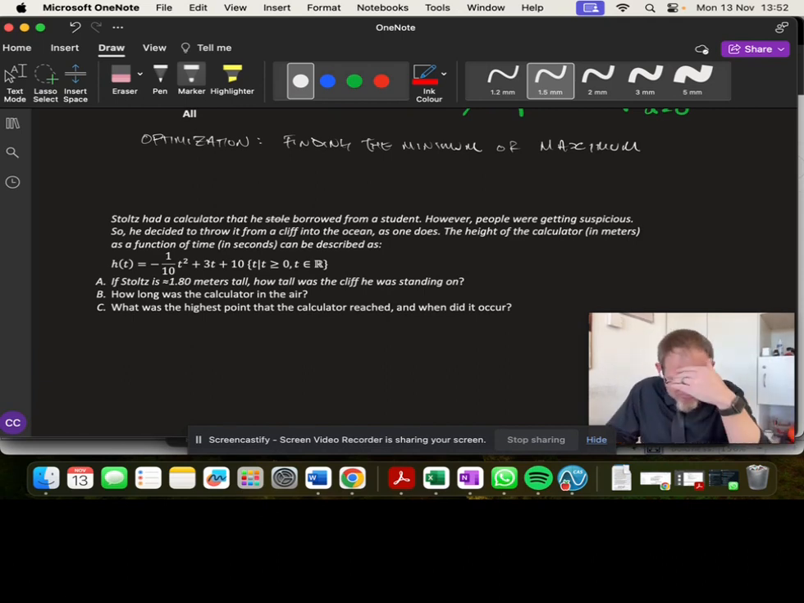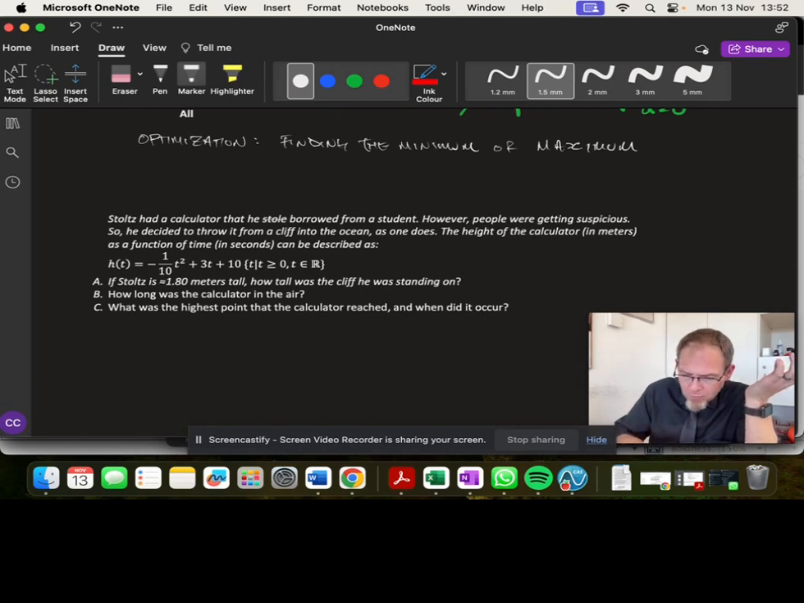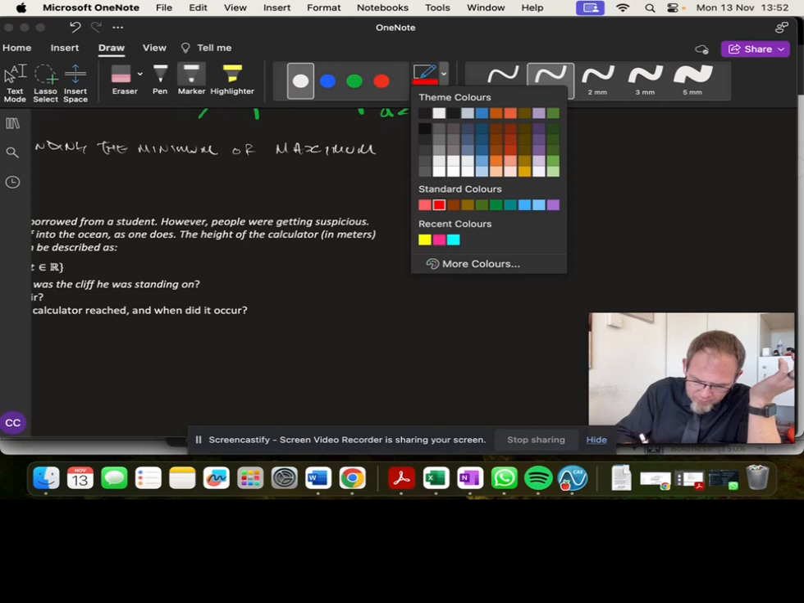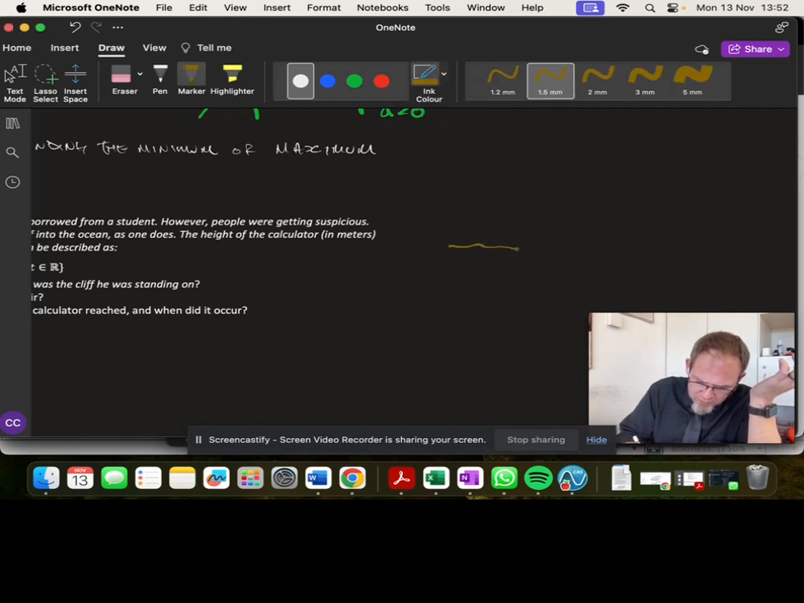All right. I have a calculator that I borrowed from a student. But people are getting suspicious, so I decided to throw it from a cliff into the ocean. As one does. The height of the calculator in meters as a function of time in seconds can be described as that.